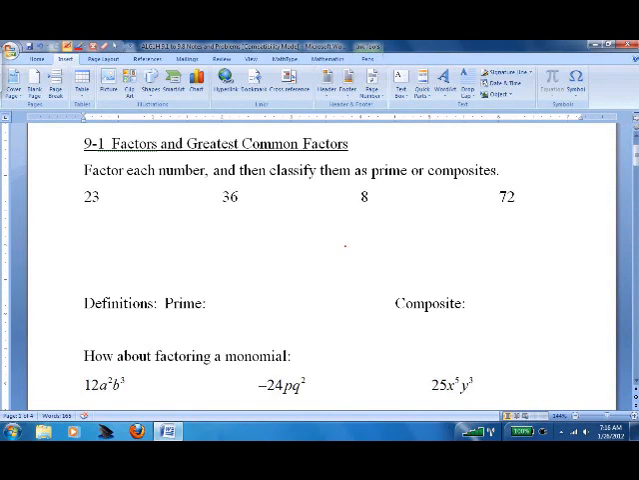Lesson 9.1, factors and greatest common factors. We want to factor each number. Well, the only ones that actually go into 23 are 1 and 23, so we call that prime.